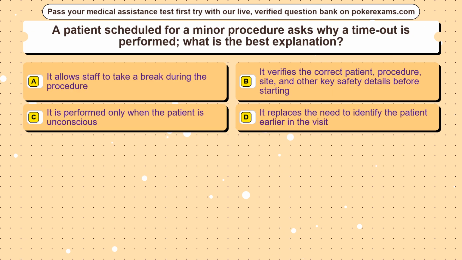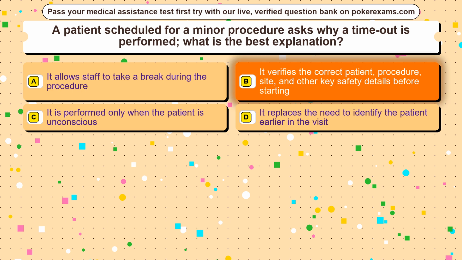Question 39. A patient scheduled for a minor procedure asks why a timeout is performed. What is the best explanation? Option A. It allows staff to take a break during the procedure. Option B. It verifies the correct patient, procedure, site, and other key safety details before starting. Option C. It is performed only when the patient is unconscious. Option D. It replaces the need to identify the patient earlier in the visit. The correct answer is option B.